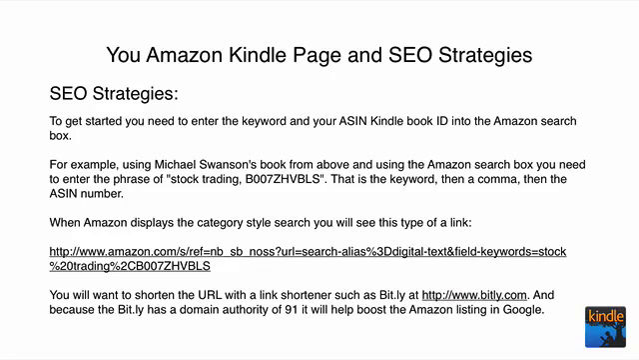Now, you can take this link and use a URL shortener service such as bit.ly at bit.ly.com. And because bit.ly has a domain authority of 91, it will help boost the Amazon listings. Now, you can use this strategy in a number of different ways. I wouldn't use this strategy just to start off with Fiverr gigs, but you can use this as a backup strategy to help boost not only the book but also the keyword phrases.